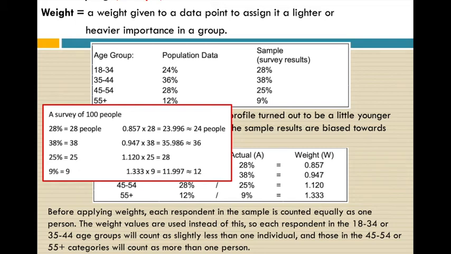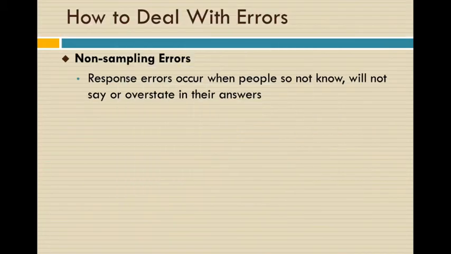So that's for the sampling error, sorry. Next, how we deal with the non-sampling errors. Okay. Again, take a look at this particular example here. Response errors occur when people do not know or will not say or overstate in their answers.